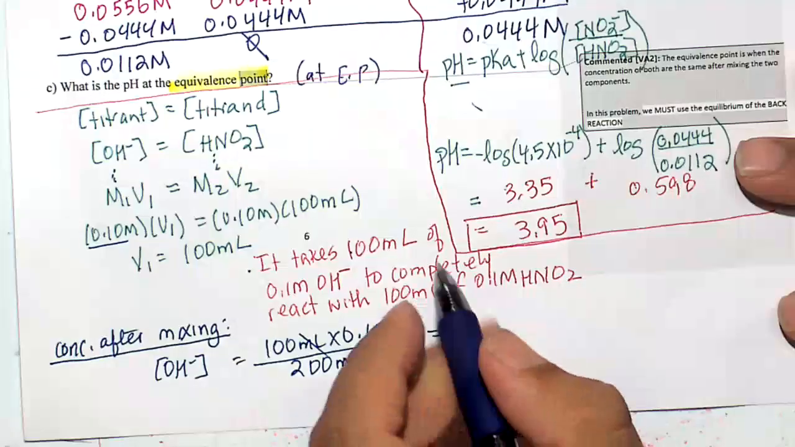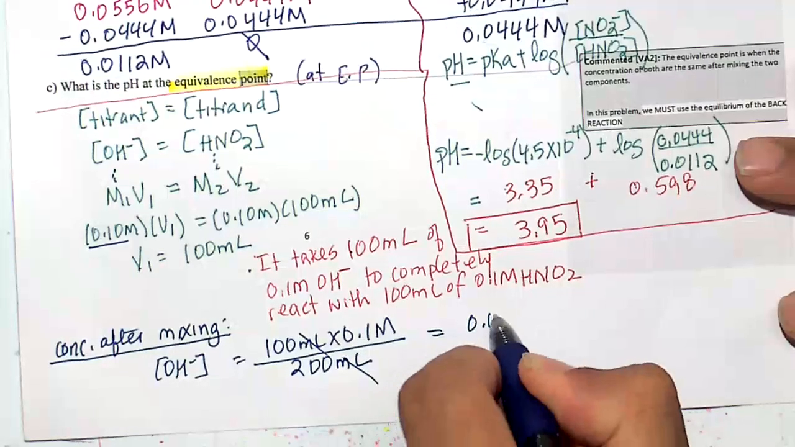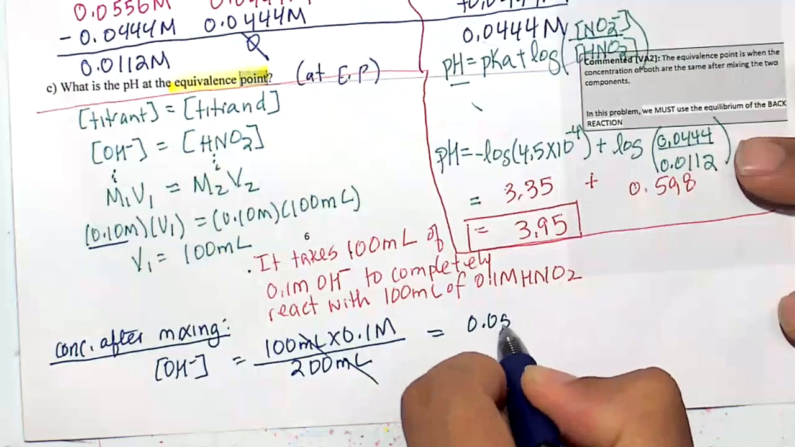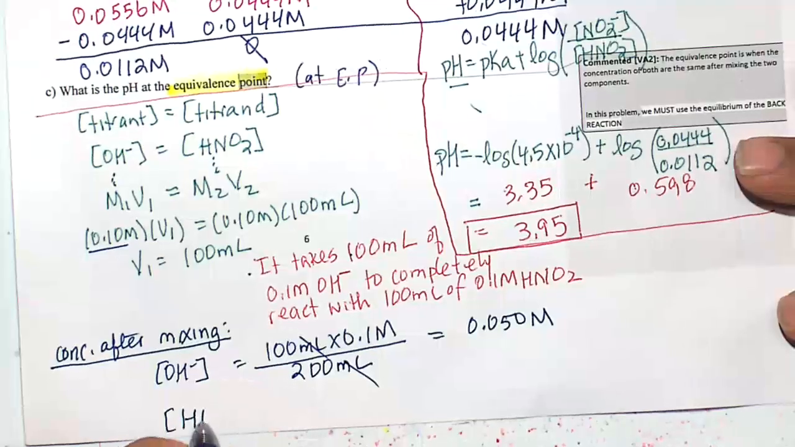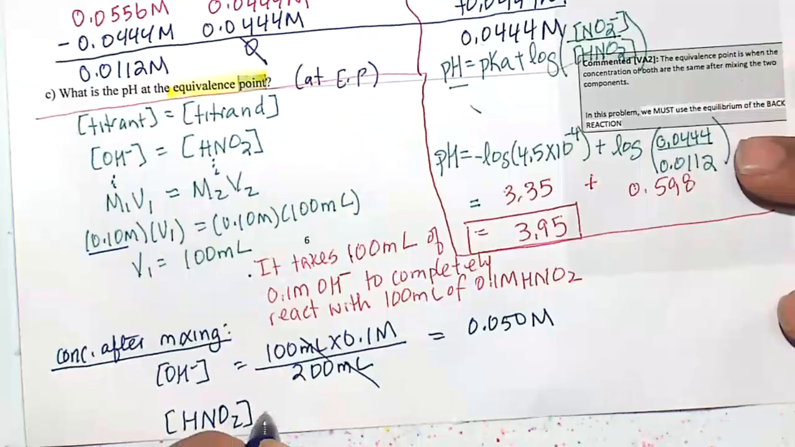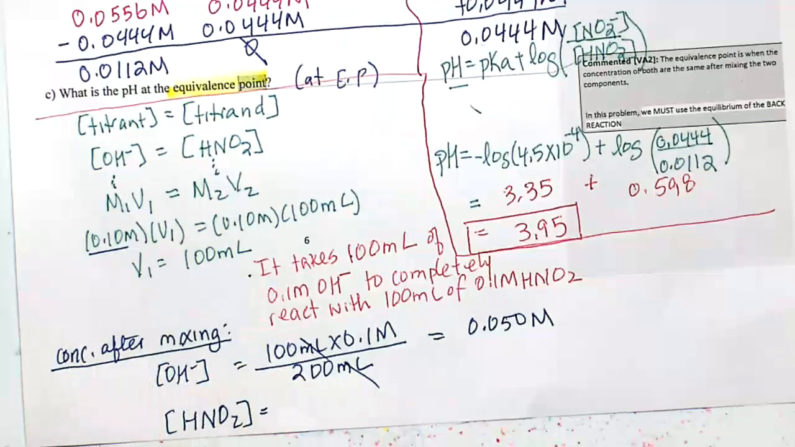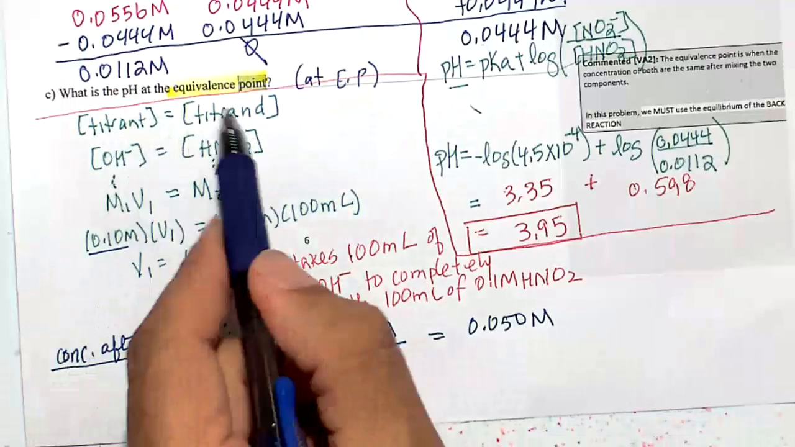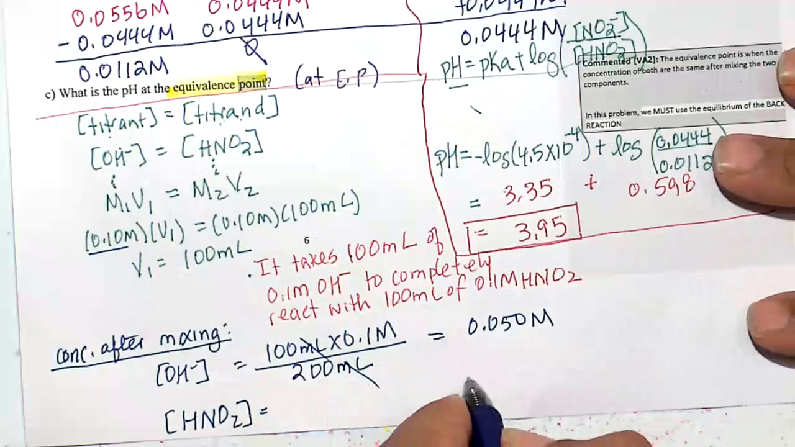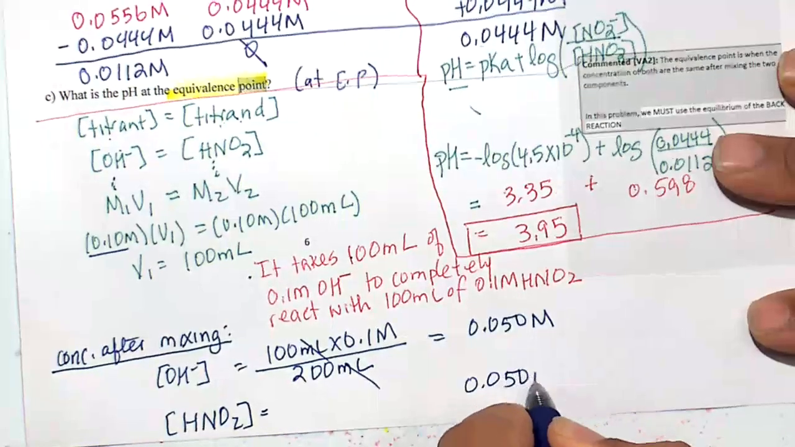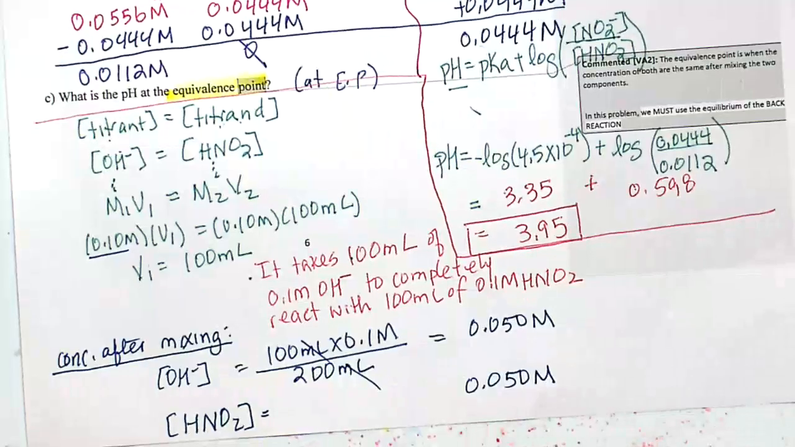So this is going to be 0.050 molar. All right, what is the concentration of HNO2? It's the equivalence point. So what's the concentration? Same. Same, okay? So the concentration at the equivalence point is 0.050 molar.